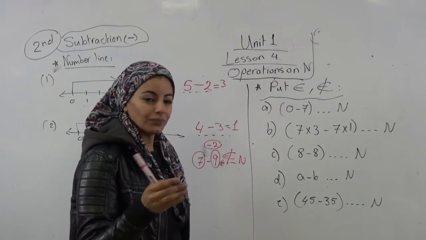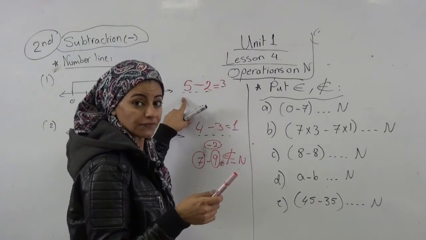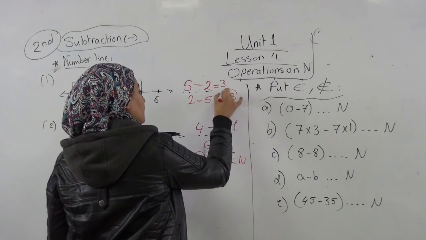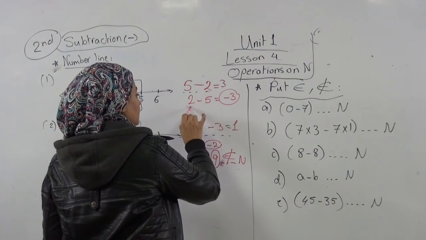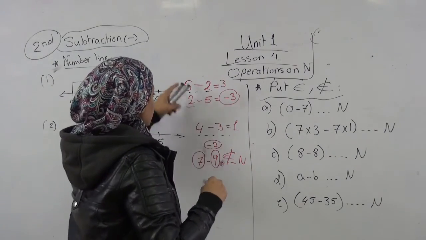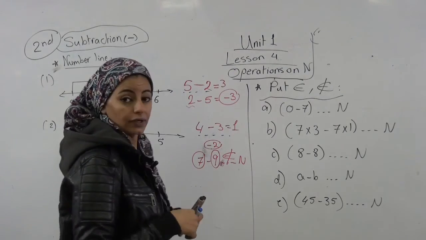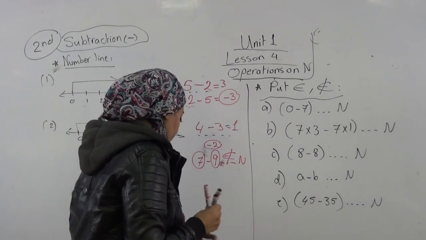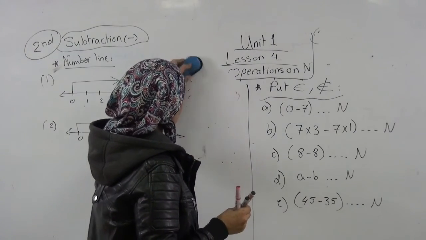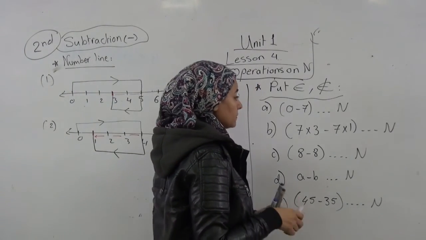And it is not commutative, because 5 minus 2 will not be equal to 2 minus 5, because 2 minus 5 will give me negative 3. Look, from 5, if you start the subtraction by the smaller number, it will give you negative, okay? So it is not commutative, and it is not associative, and it has no identity property because it has no neutral element. All we have in subtraction is these number lines, and put element belongs and element doesn't belong.